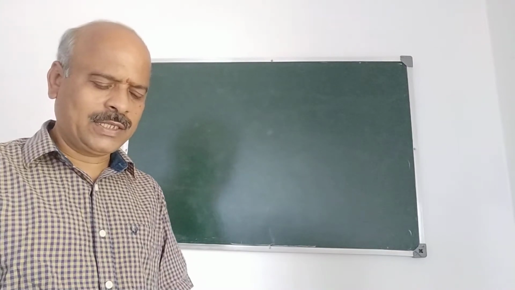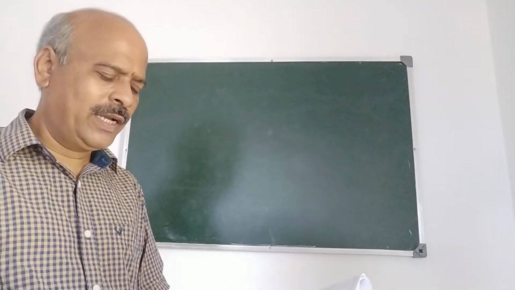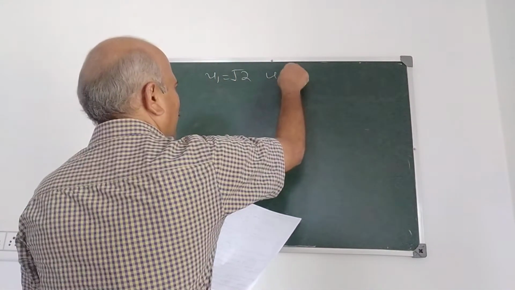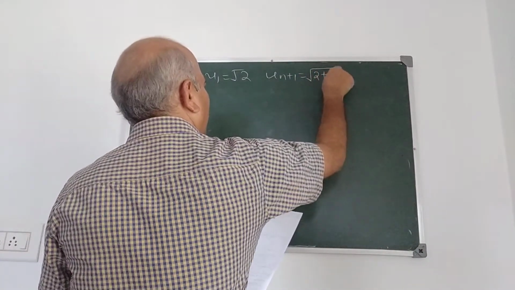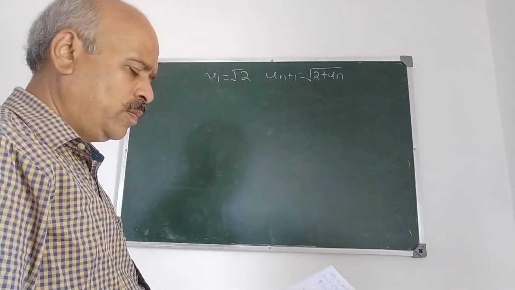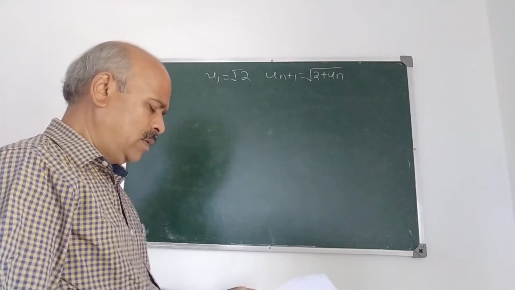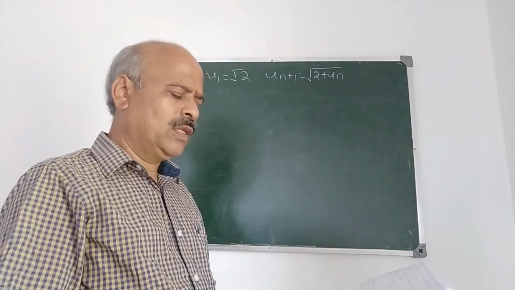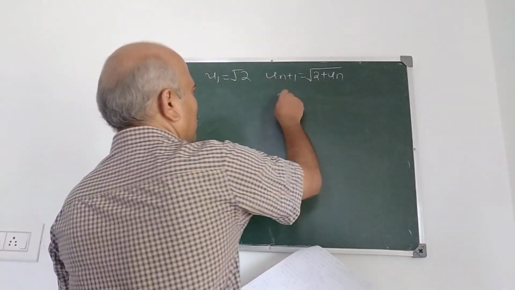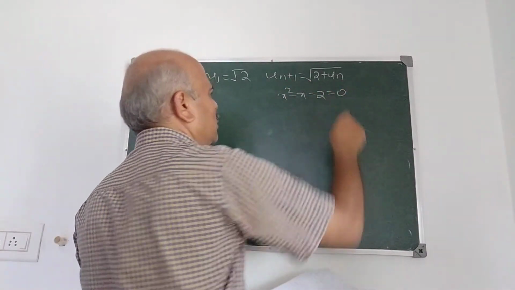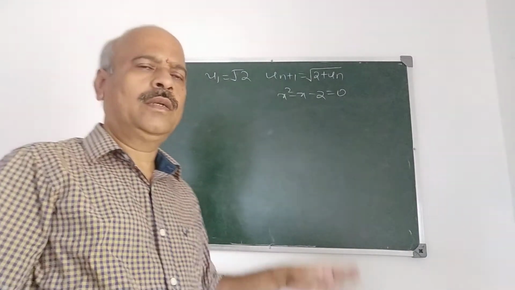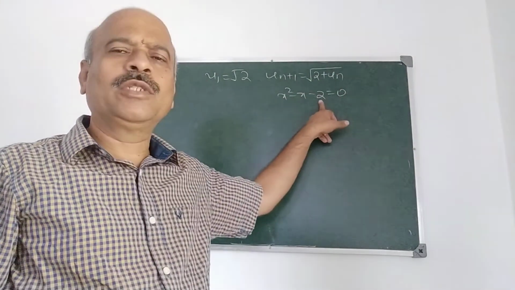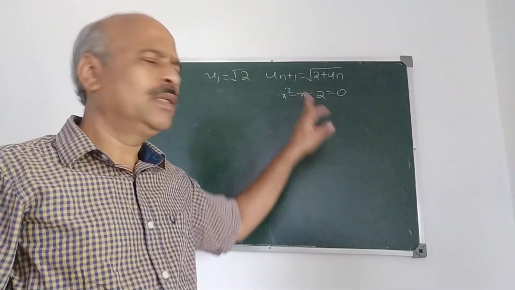One problem, you take this as an exercise. Prove that the sequence u_n defined by u_1 is root 2, u_{n+1} is square root of 2 plus u_n, converges to the positive root of the equation x square minus x minus 2 is 0. So in this problem, first you have to prove that it is monotonically increasing, bounded above by 2, and the limit of the sequence is given by the positive root of this equation.